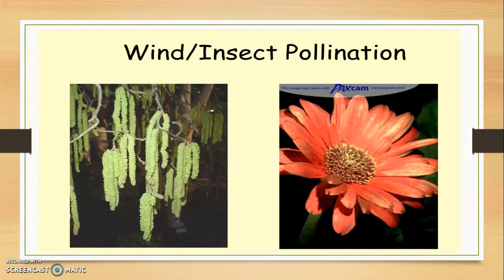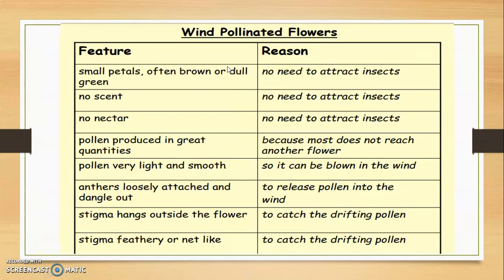Now, flowers can be pollinated by wind or by insects. The flowers that need the wind to pollinate them are different from the flowers that need insects to pollinate them. Let's discuss what the difference is. First, let's start with wind-pollinated flowers. The flowers that need the wind to pollinate them don't need to attract insects and butterflies and bees and hummingbirds. They don't need to attract them, right?